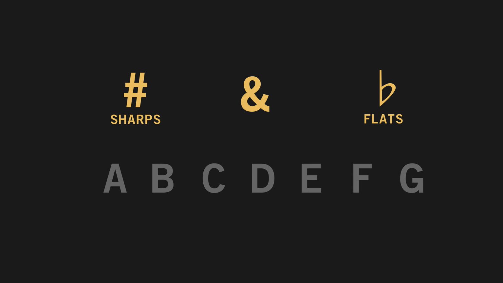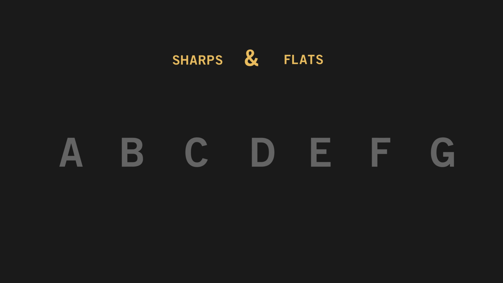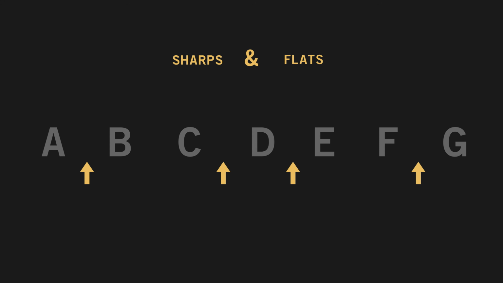However, we do have other notes which are called sharps and flats. These are the notes that are between the letters. So for example, between A and B, there is A sharp or B flat.